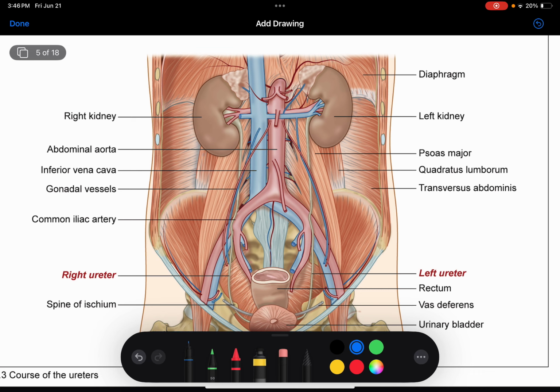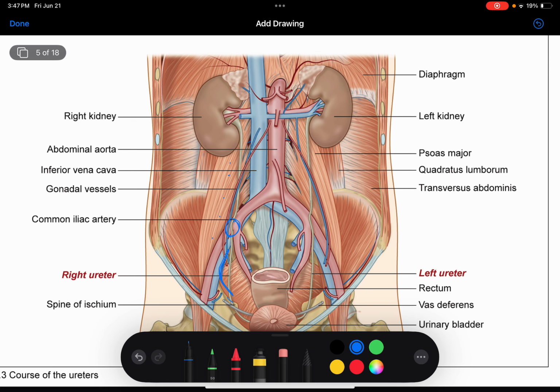So initially after beginning from the renal pelvis, it runs downwards on the psoas major muscle, where it is crossed by these gonadal vessels on both sides. So then it crosses the bifurcation of common iliac arteries, then enters the greater pelvis along the anterior border of greater sciatic notch. So this is the anterior border of greater sciatic notch.